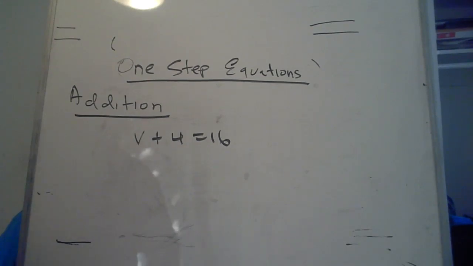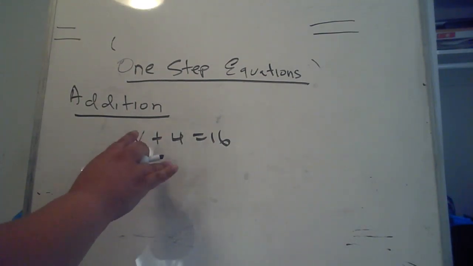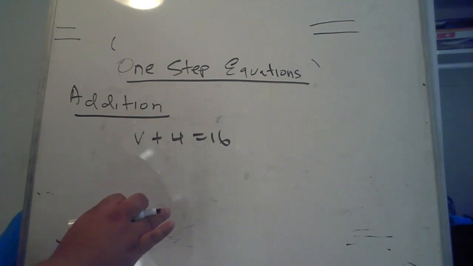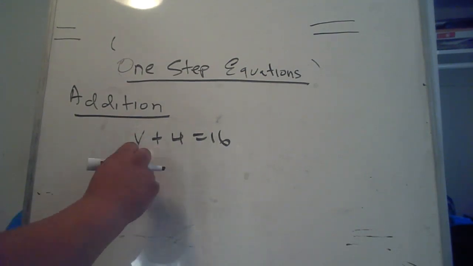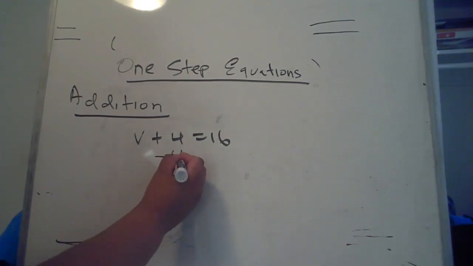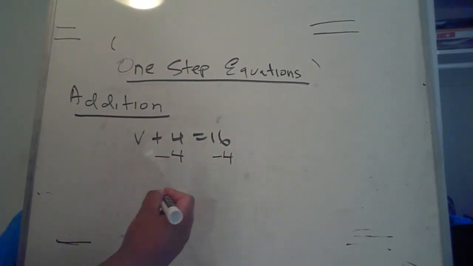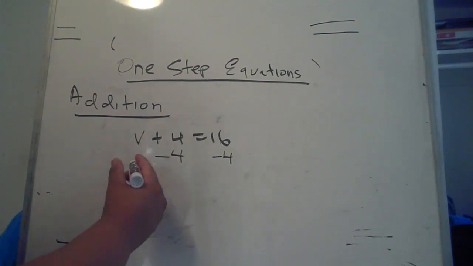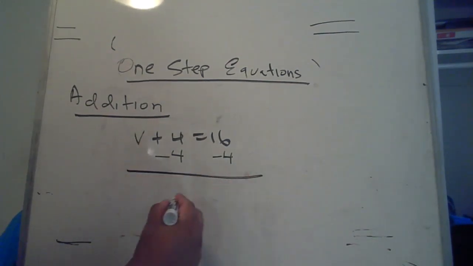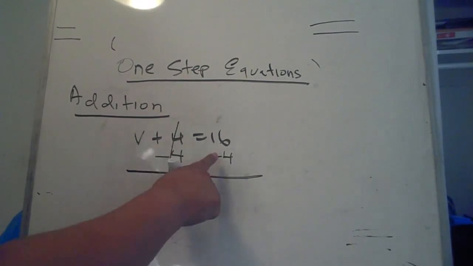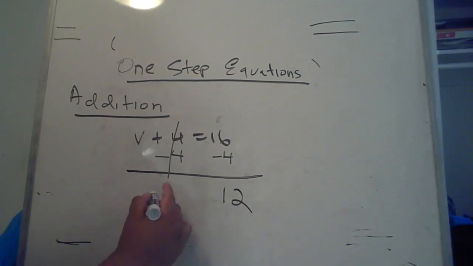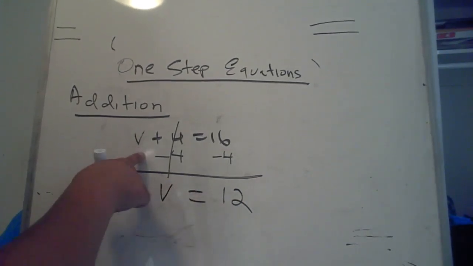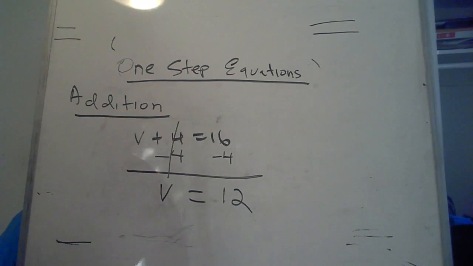But for beginners, let's just work with numbers. For each of those types, what you have to do is the opposite of what you see. For example, here we have a plus, so we're going to do a minus 4 on both sides. Whatever we do to one side, we do to the other. We draw a line, these cancel and we're left with 16 minus 4 equals 12. So v equals 12, because v is on the left side by itself, and that's our answer. V equals 12.